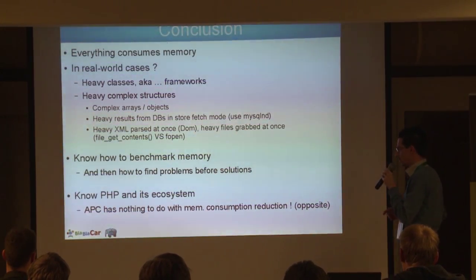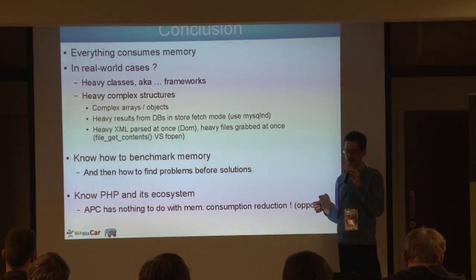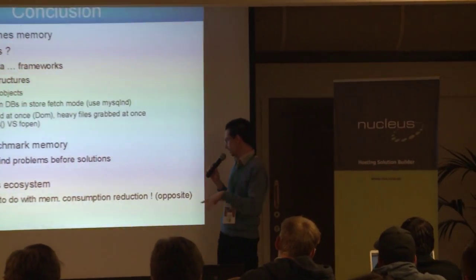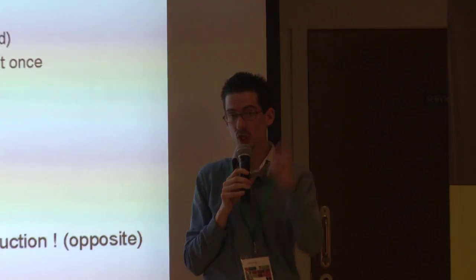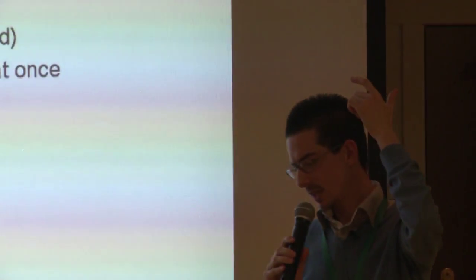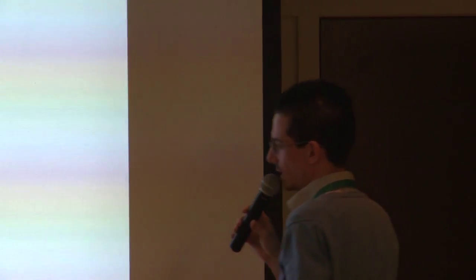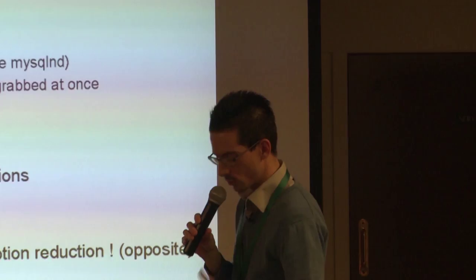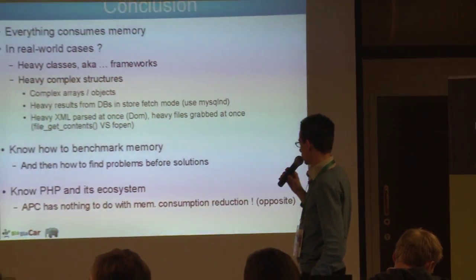And know what a garbage collector is, know what APC is. APC has nothing to do with memory consumption reduction. It's the opposite. It allocates shared segments using the mmap call, and you can tell it how much memory it should allocate in the shared memory segment in apc.ini or php.ini. So using APC is just about saving CPU, not memory. It's the opposite. APC consumes lots of memory to store the opcode. So know this.